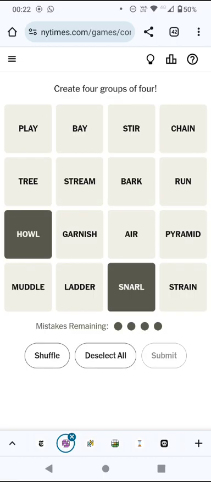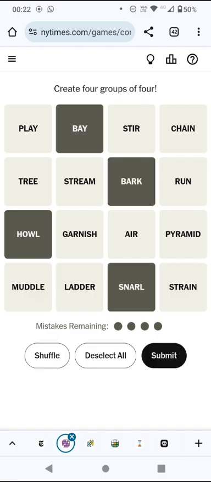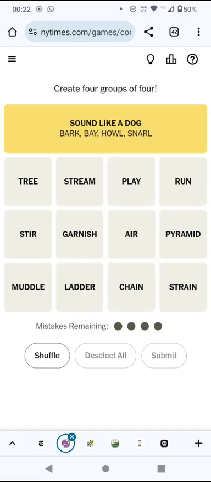We've got howl, snarl and bark and bay. Those are all things a dog or a wolf does, aren't they? Sound like a dog. Right. What next?